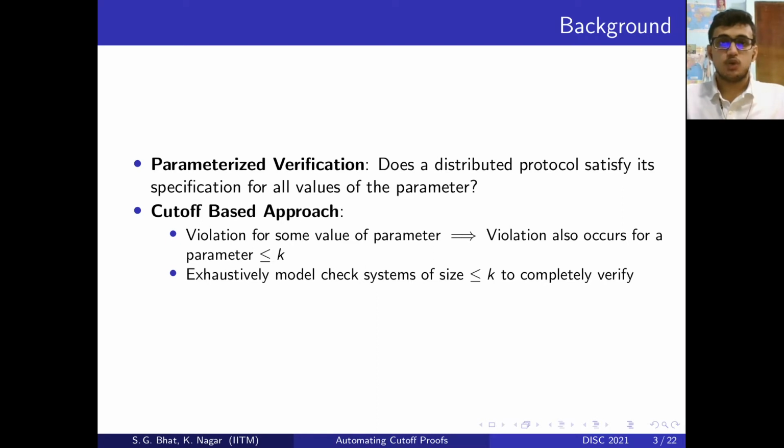Cutoff results are useful as they reduce the search space for verification. Once a cutoff k is established, exhaustive model checking in systems of size less than or equal to k decides the correctness for all values of the parameter.